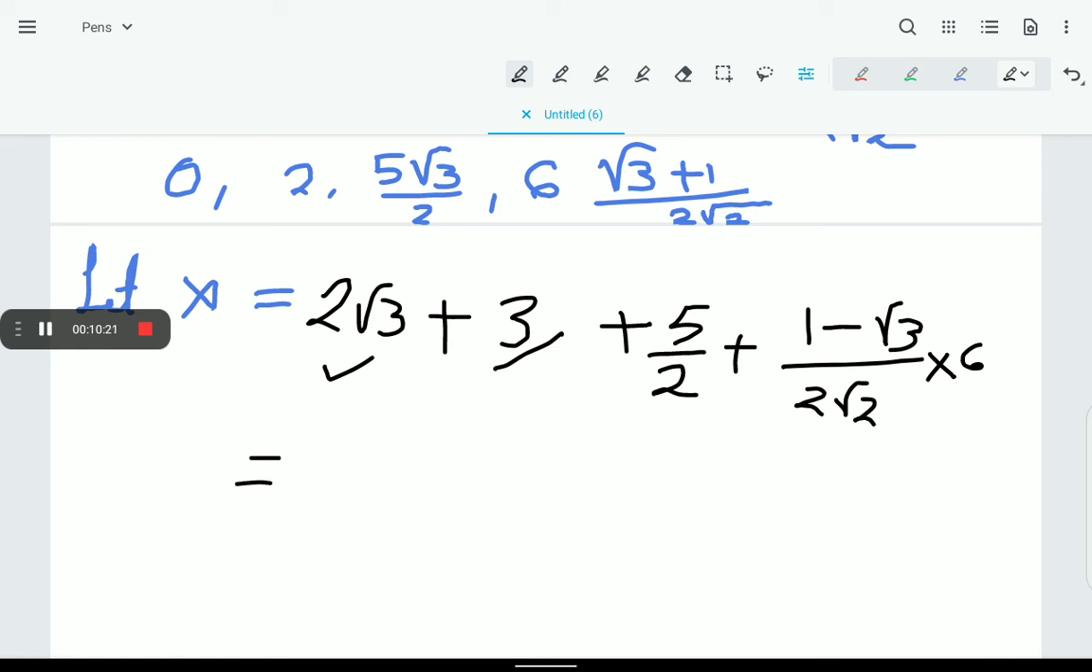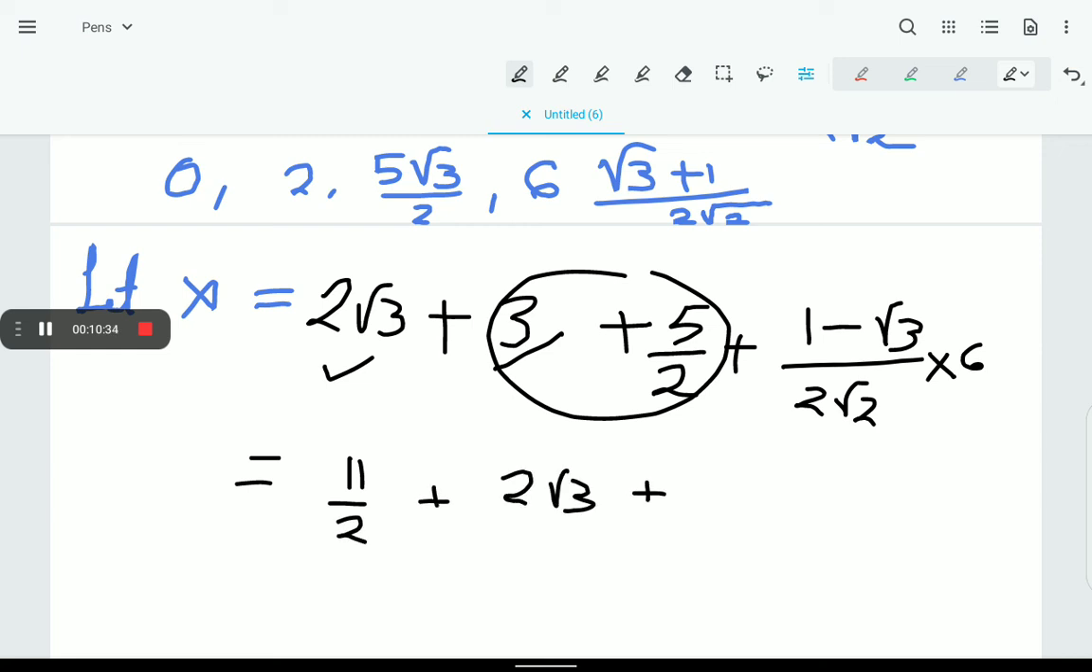Let's simplify a little bit. How much can we do? This 2 we can combine. 3 into 2 is 6, 6 plus 5 is 11. So 11 by 2 plus 2 root 3, plus, I think I should write minus here, minus root 3 minus 1 divided by 2 root 2, into 6.